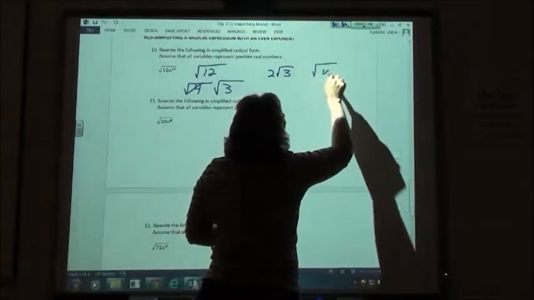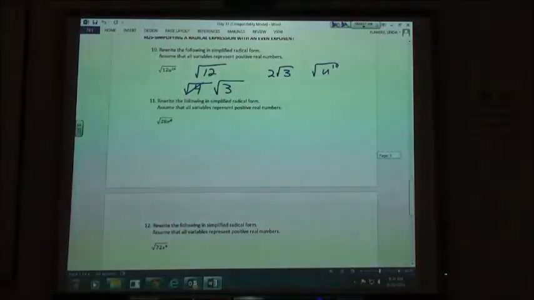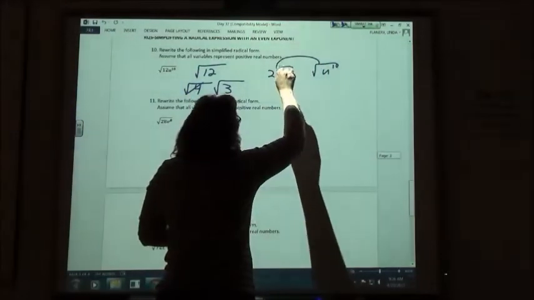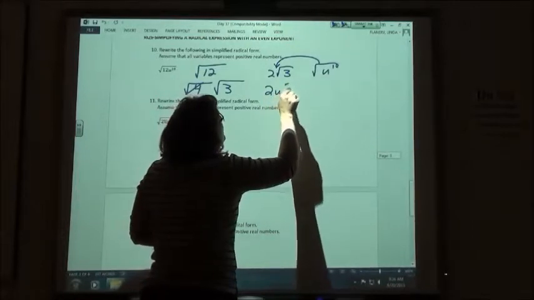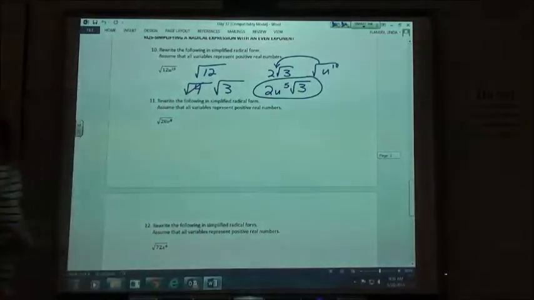The square root of u to the 10th is u to the 5th, because we do half of that exponent when we do the square root. We're going to put that back behind the 2 because it's a perfect square, so we're going to put 2u to the 5th times the square root of 3, and that's how my answer's going to go.